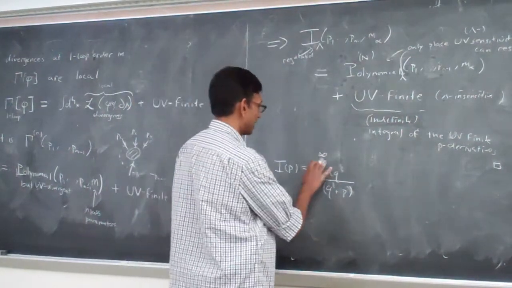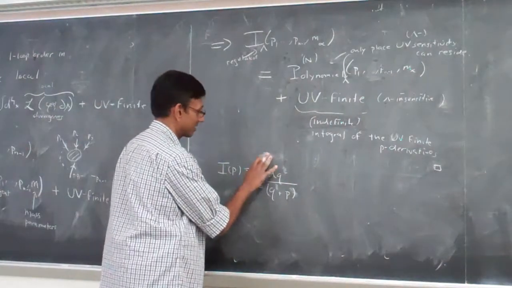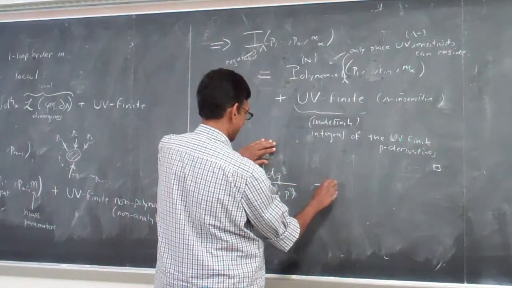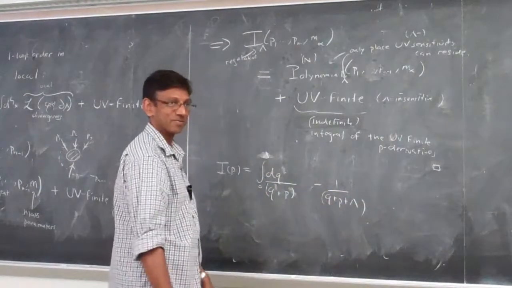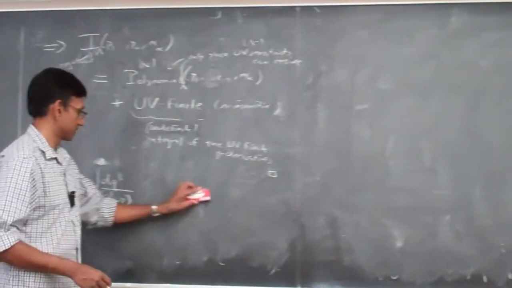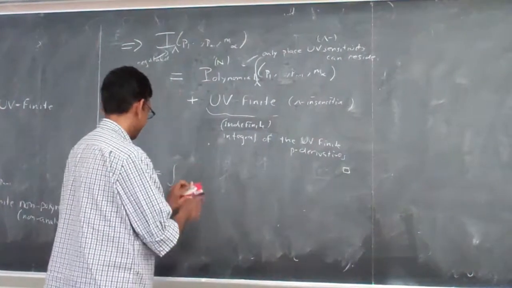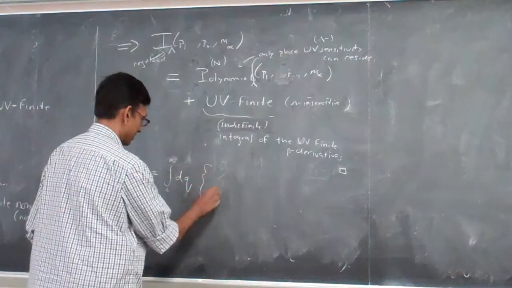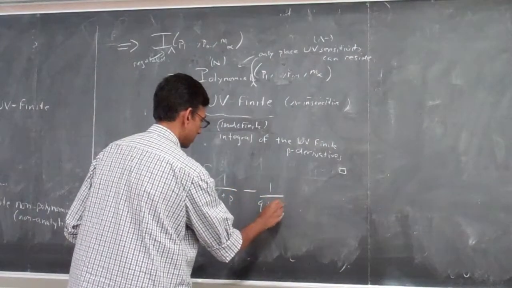So let us simply put a cutoff on q in the dumbest way. I don't mind if you also subtract a 1 over q plus p plus lambda. That's also okay. But here, let's just do the dumb thing. Okay, so here it is. 1 over q plus p minus 1 over q plus p plus lambda.